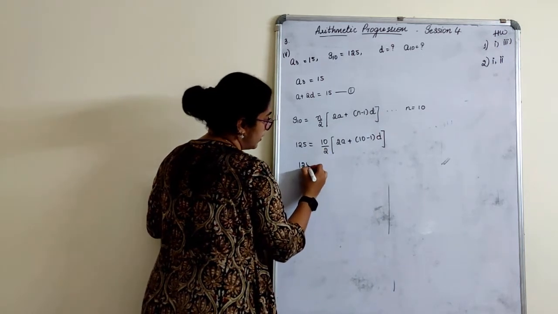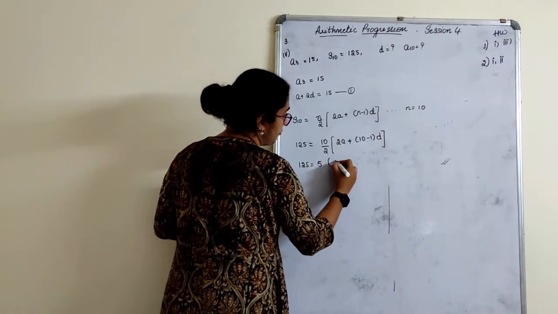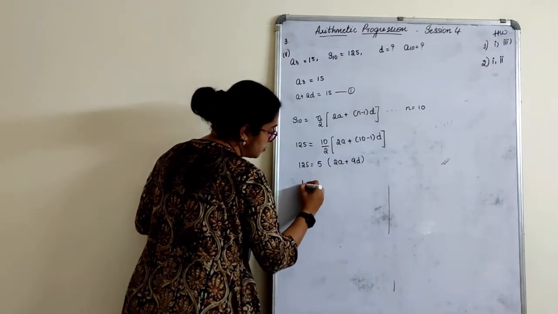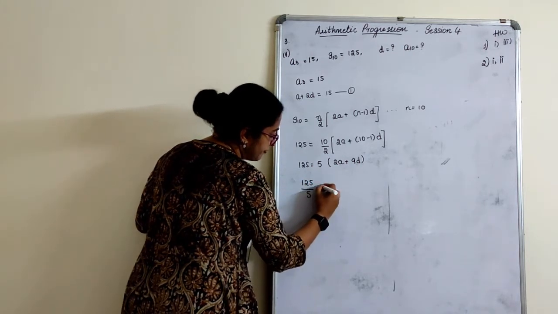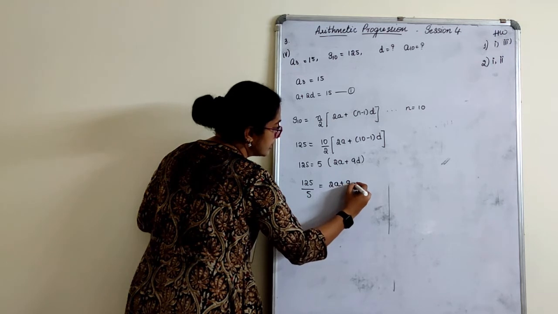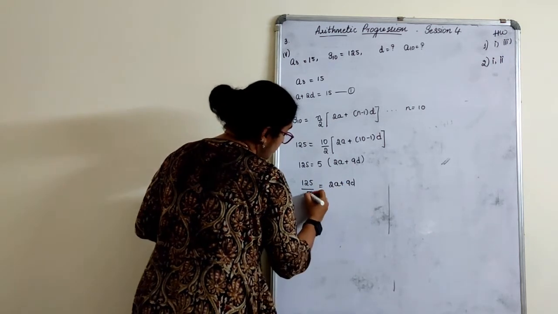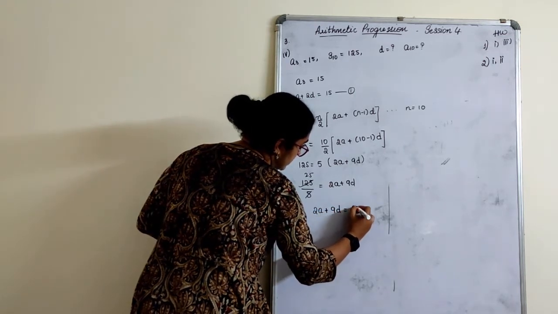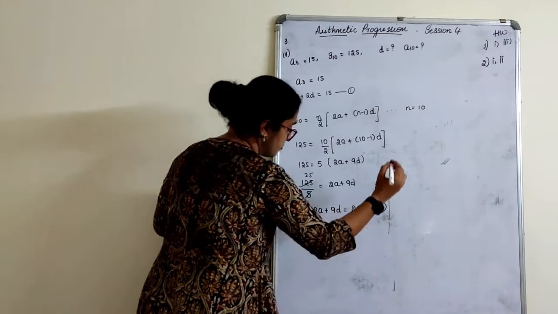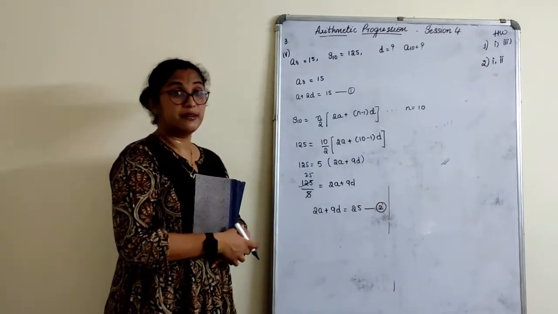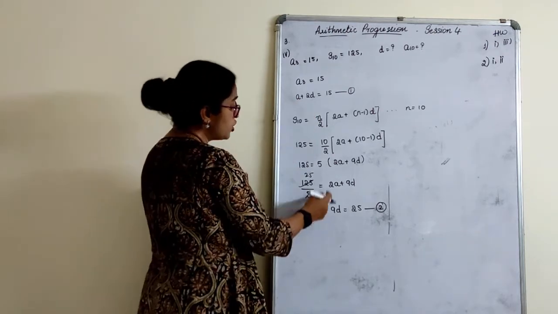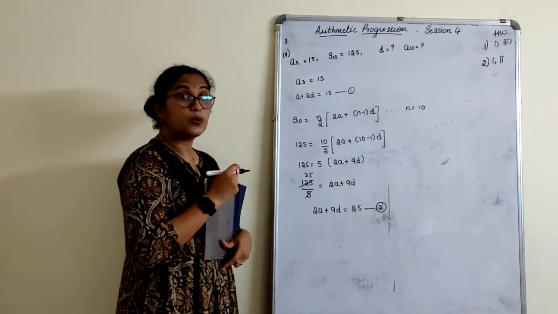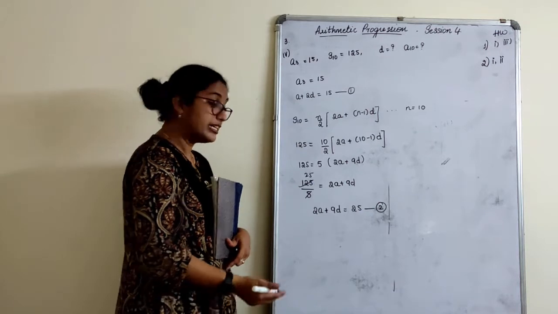So 125 is equal to 10 by 2, which is 5, times 2a plus 10 minus 1, which is 9d. Bring this 5 down. 125 divided by 5 is equal to 2a plus 9d. 25. So 2a plus 9d is equal to 25. Equation 2. What did we get? We got a linear equation in two variables where a and d are the variables. The first equation and second equation do not match. What should we do? Elimination method by equalizing. I think we can equalize a and find a.